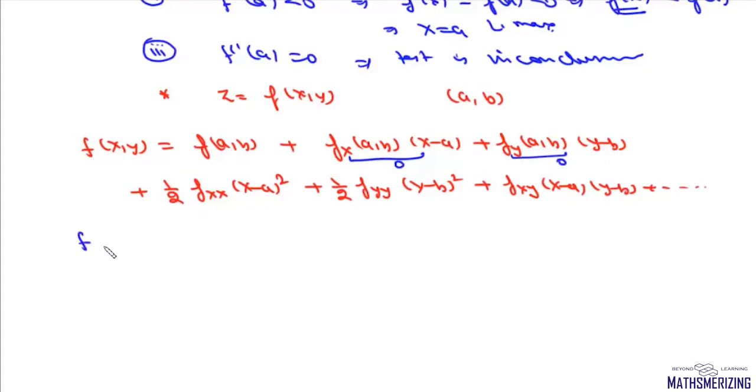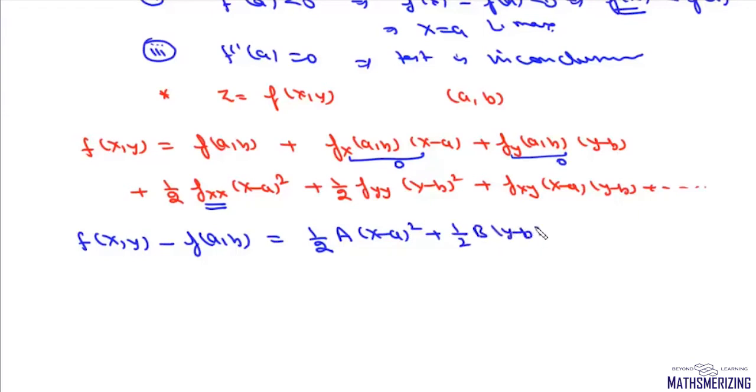So we can write this as f(x,y) minus f(a,b), and it'll be equal to 1 by 2. Now we have taken f_xx as A, so it'll be A into (x minus a) squared, plus 1 by 2 f_yy is B, so it'll be B into (y minus b) squared, and plus C (x minus a) into (y minus b), plus all other terms.